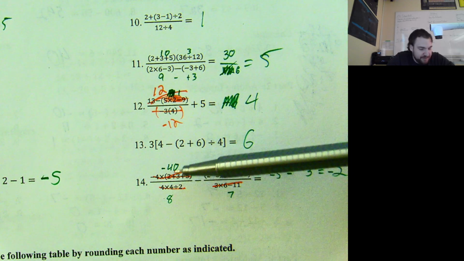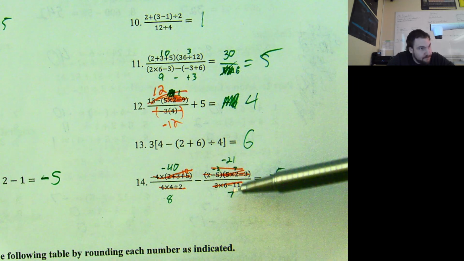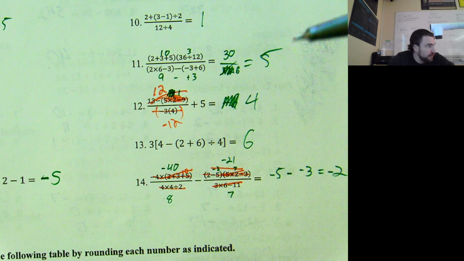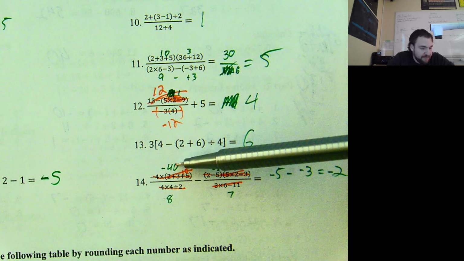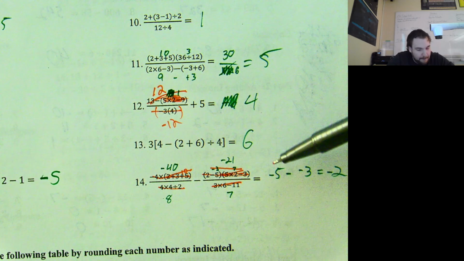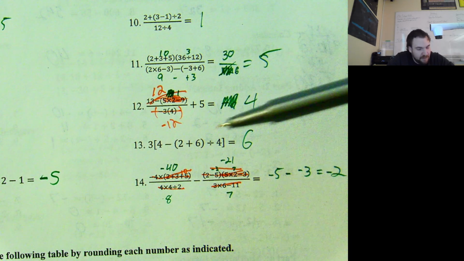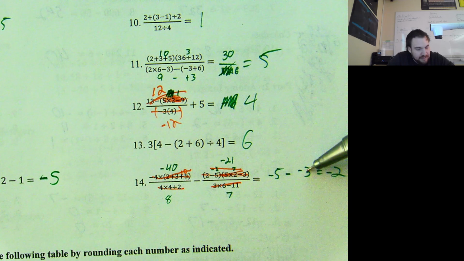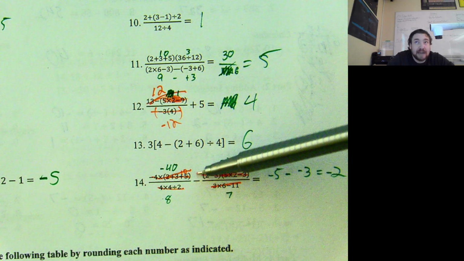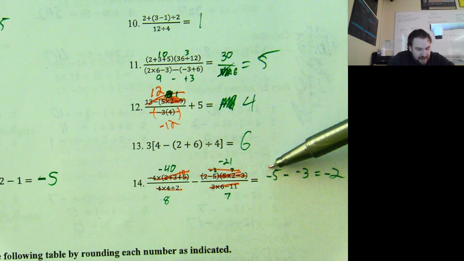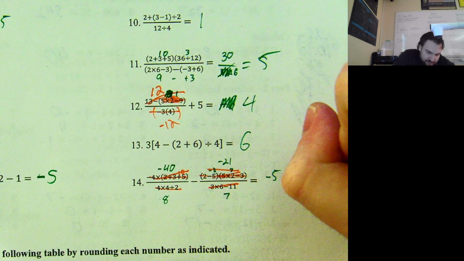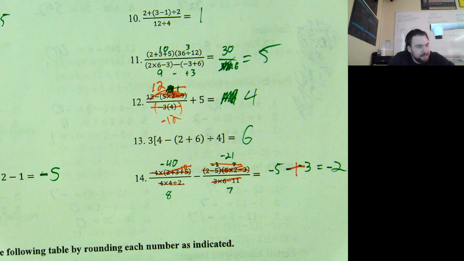What is nice about these fractions? They're all simplifiable. You can do the division really easily. Negative 40 divided by 8 is negative 5. And negative 21 divided by 7 is negative 3. And I'm still subtracting these values. Negative 5 minus negative 3 becomes negative 5 plus 3, which is negative 2.